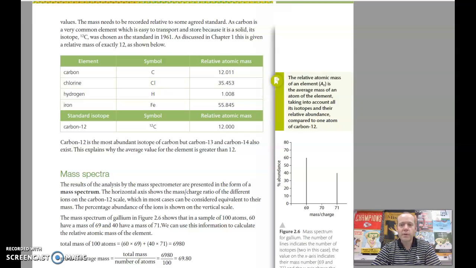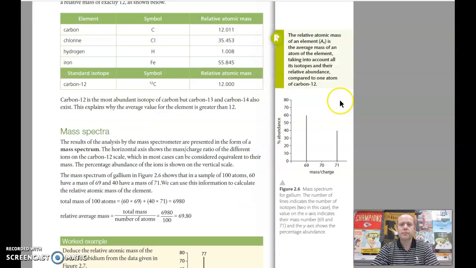This is notes 11B for IB Chemistry HL11. It's going to be over relative mass. Here on page 67 of your textbook, there's a great definition of relative atomic mass.